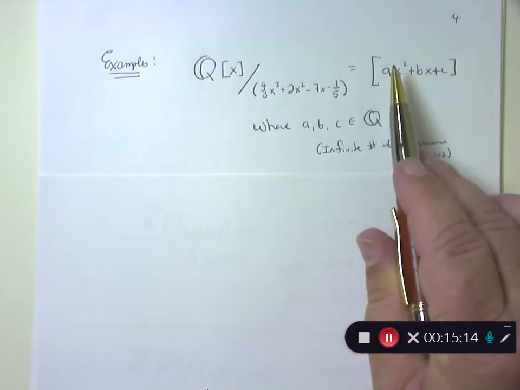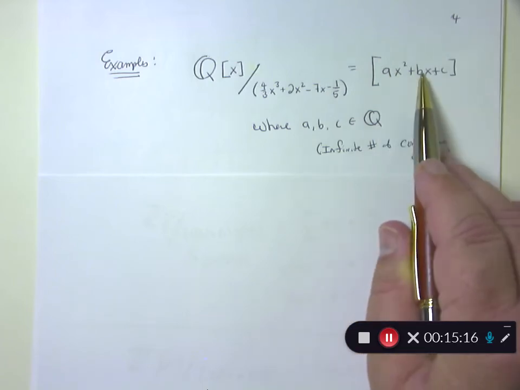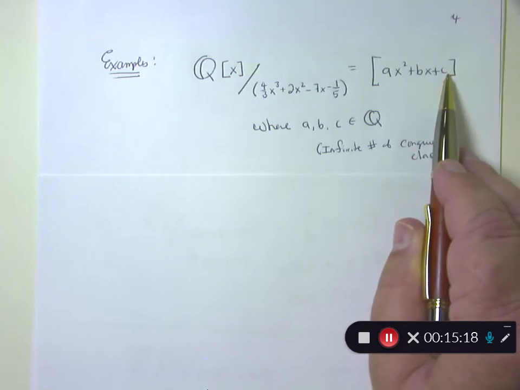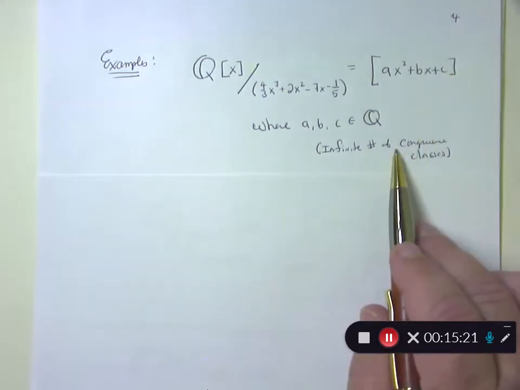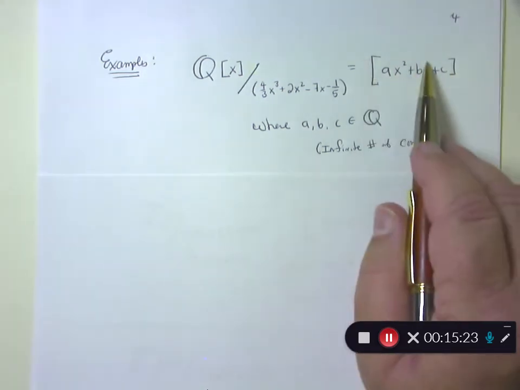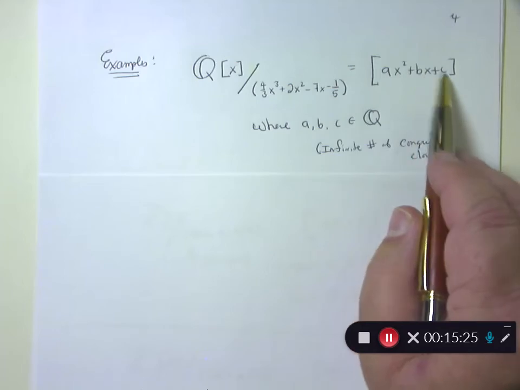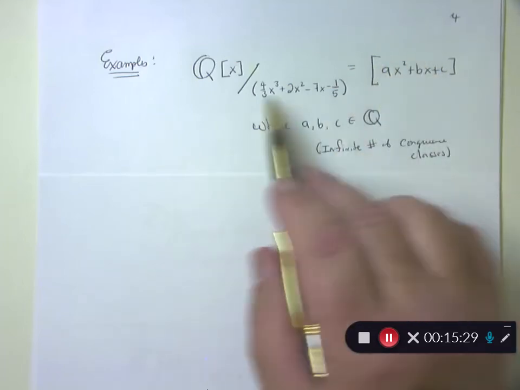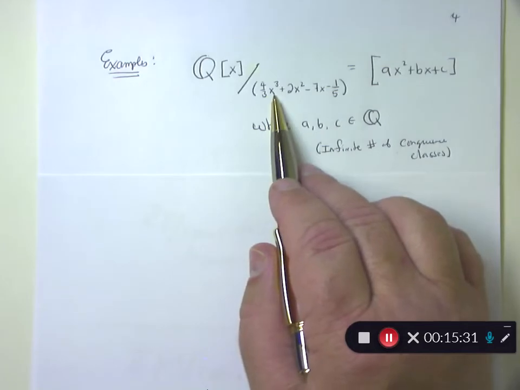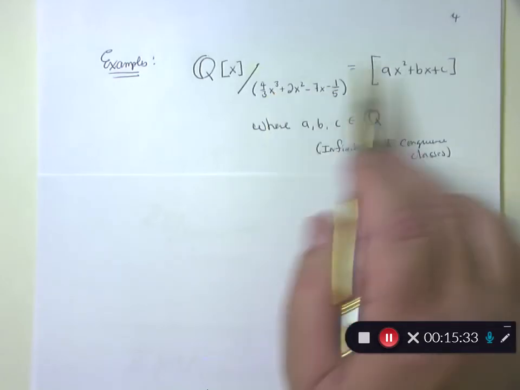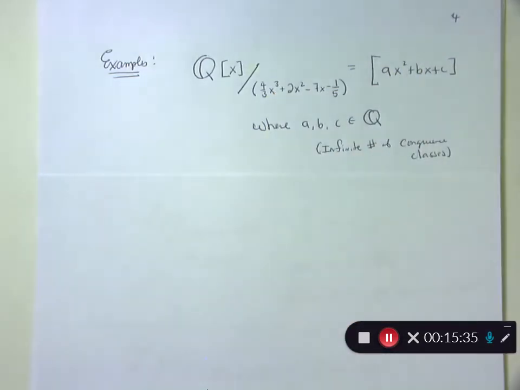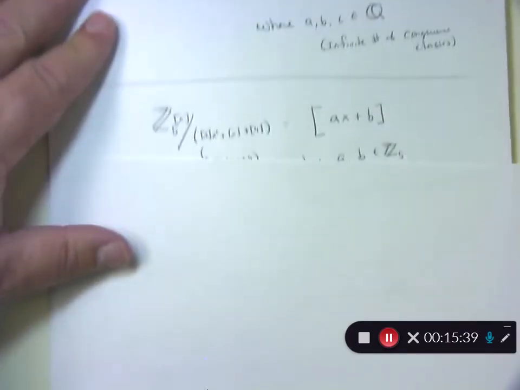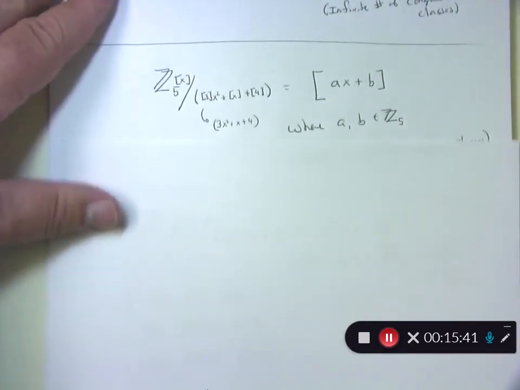So I've got an infinite number of rational numbers for a, an infinite number of rational numbers for b, and an infinite number of rational numbers for c. So this is an infinite number of congruence classes. But they're going to be in the form of ax squared plus bx plus c, quadratic-looking congruence classes, because you're modding out by a cubic. When you divide by x cubed, the biggest thing you can get is an ax squared for the remainder. Catch a pattern. So let's talk about finite fields.